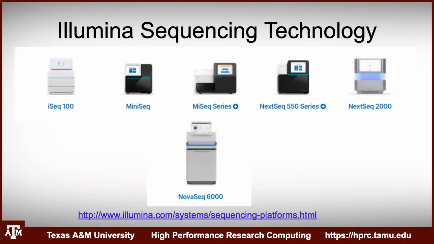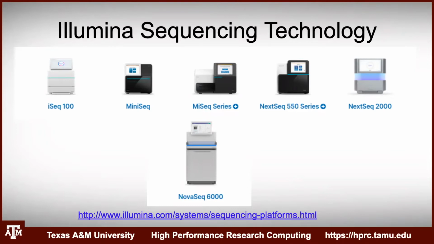They do differ somewhat in what you can run, like the library configuration. So for example, the MiSeq series can handle up to 300 base pair read lengths, which is really nice. So it can do the 2 by 300, which means paired end reads. Each of those reads is 300 base pairs.